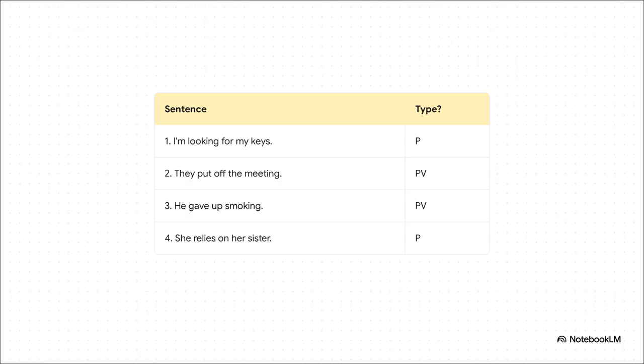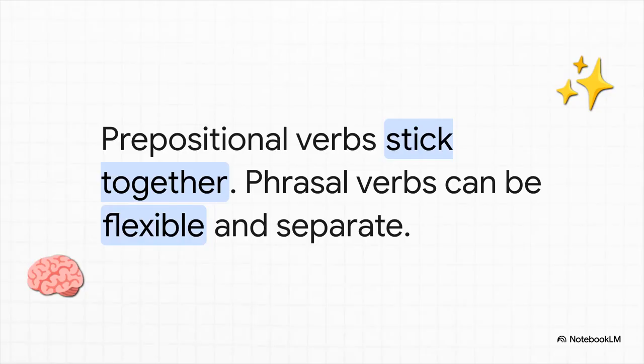How'd you do? Fantastic. So look, if you remember just one single thing from this entire explainer, please let it be this. Prepositional verbs are grammar glue. They always stick together. Phrasal verbs are the flexible ones. They can often be separated. I promise you, this one distinction will make so many things clearer.